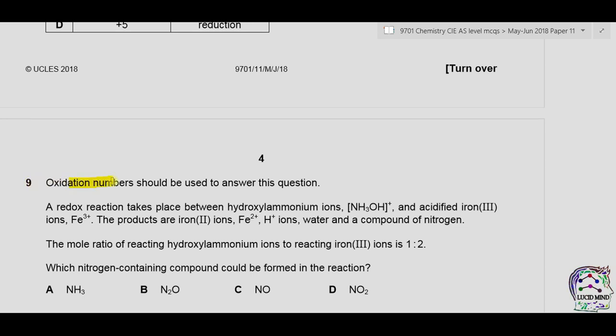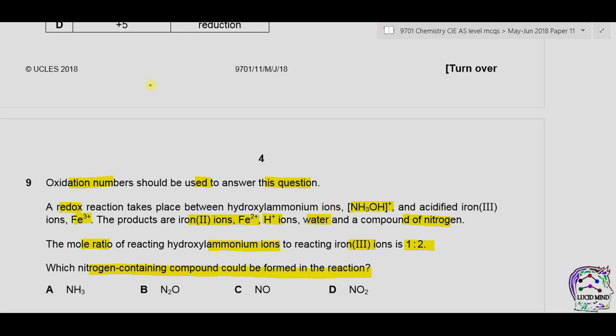Question 9. Oxidation numbers should be used to answer this question. A redox reaction takes place between hydroxyl ammonium ions, which is NH3OH+, and acidified iron 3. The products are iron 2+, H+, water and a compound of nitrogen. The mole ratio of reacting hydroxyl ammonium ions to reacting iron 3 ions is 1:2. Which nitrogen containing compound could be formed in the reaction?